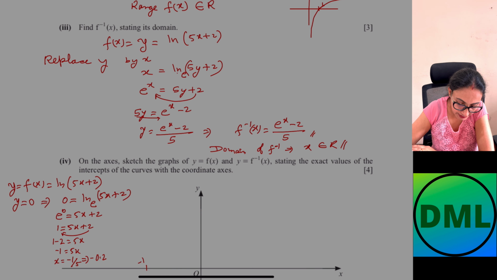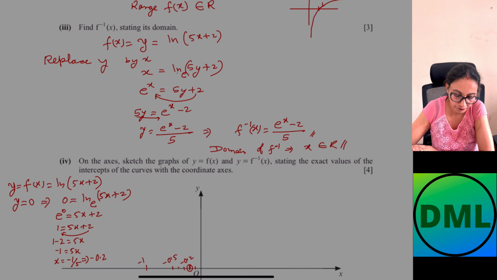If negative 1 is here, the middle value is negative 0.5 here. This should be divided into 1, 2, 3, 4, 5 parts. So this part is negative 0.2. So my curve passes through this point.